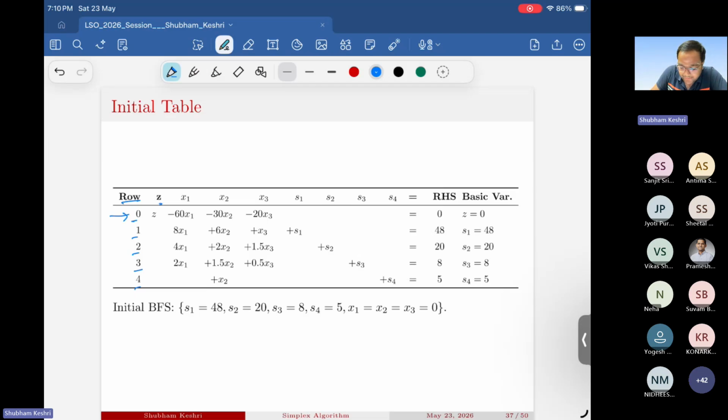And these are the variables. You see, Z is a variable now. Z, x1, x2, x3, S1, S2, S3, and S4. Now, in the first tableau, what we will do is we will put x1, x2, and x3 as 0.